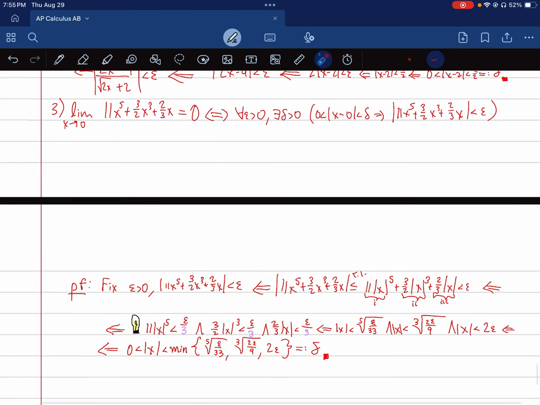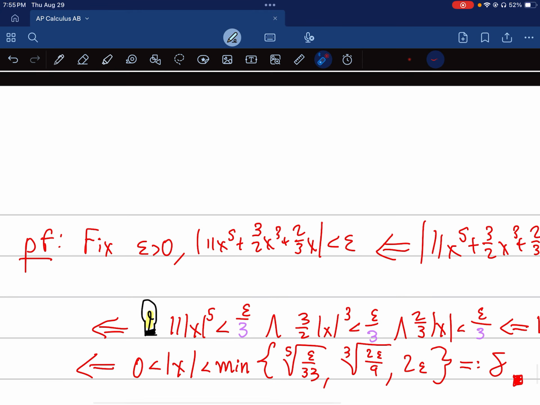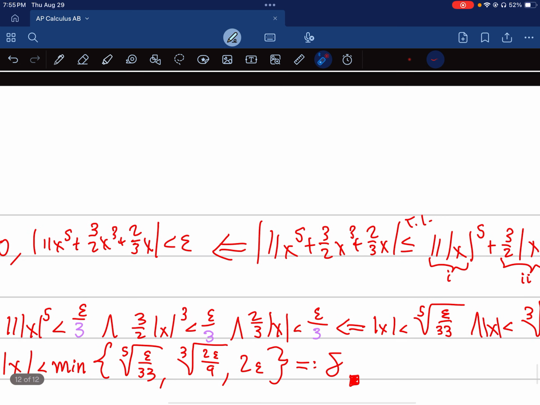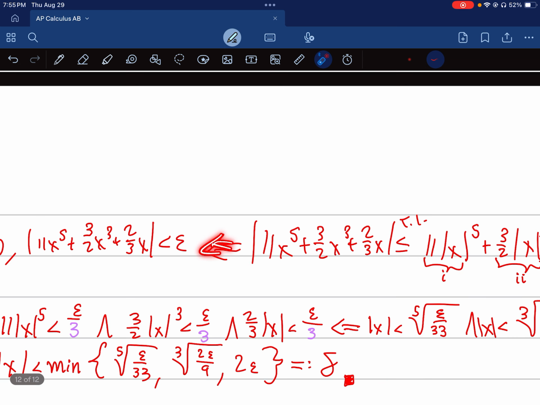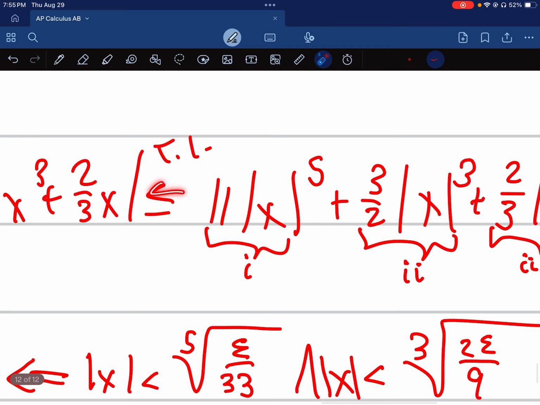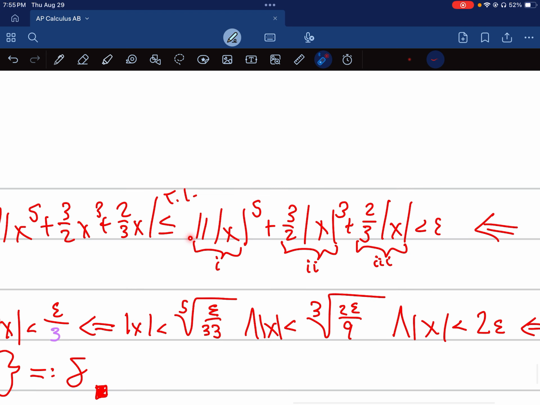It's an epsilon. So fix epsilon greater than 0. We're going to write this down here to be our f of x, which is less than epsilon. Remember, that's our starting point, and we're going to work backwards. This is implied by the following. We're just going to rewrite it. And notice we have, by triangle inequality, this is less than or equal to. We're splitting the terms.